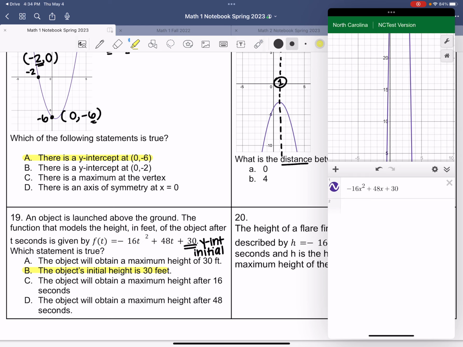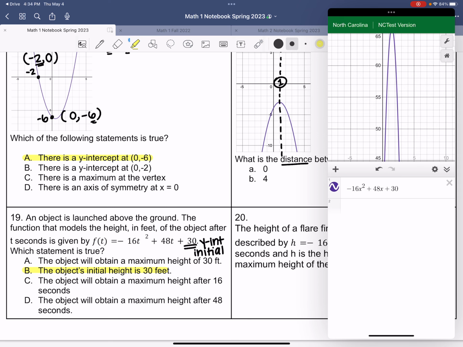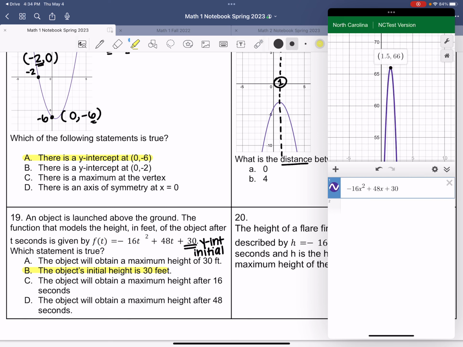All right, so now let's see. A is incorrect because the maximum here is at 66 feet. And that maximum of 66 feet is after 1.5 seconds. And so A, C, and D are incorrect for those reasons.